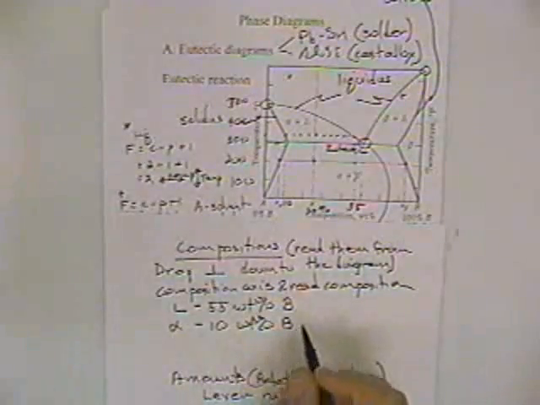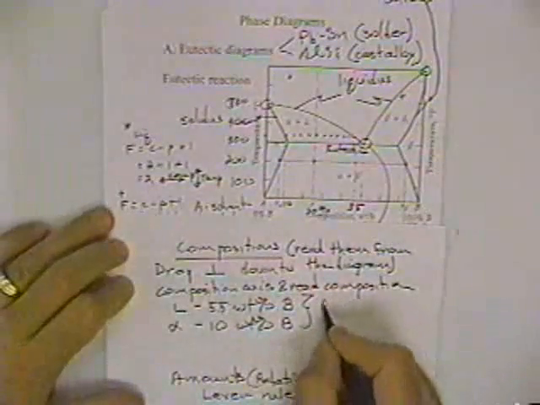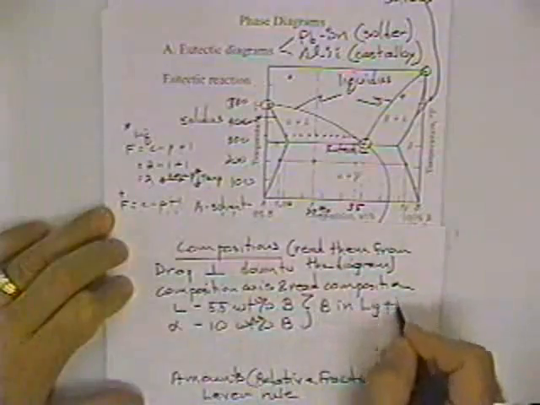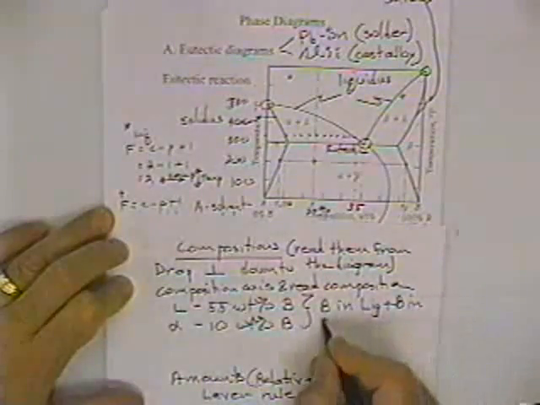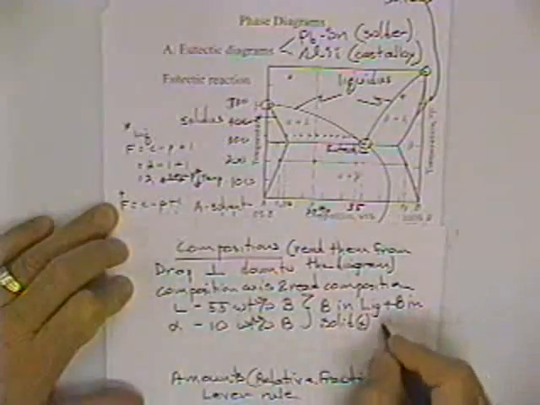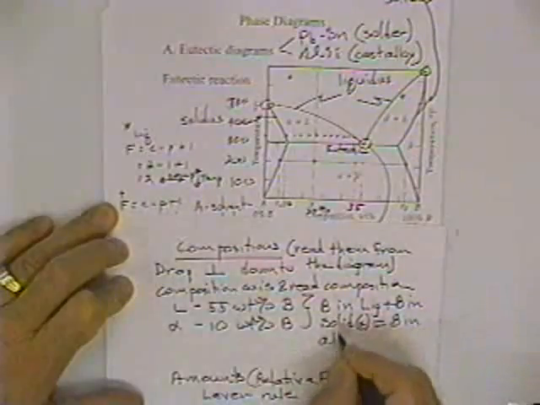Now how can it be 55 and 10 if the overall composition is 30? Well, the B in the liquid plus the B in the solid alpha must equal the B in the alloy. So if we totaled up the B in the liquid and the B in the solid, it would equal the 30 that we see right there. Well, I hope that's clear. You might fool around with a couple of those.